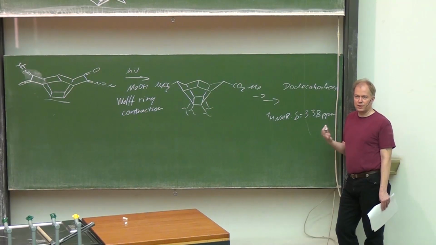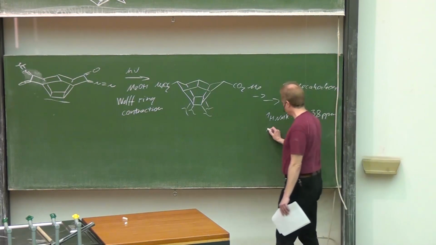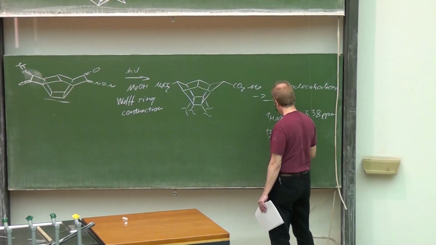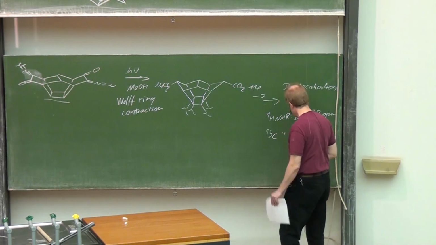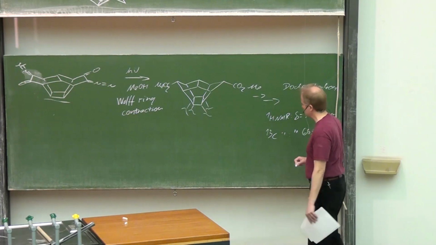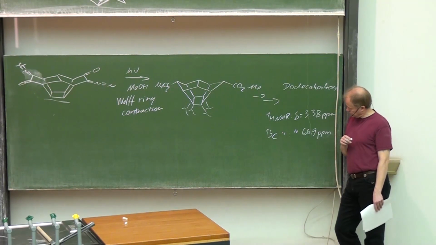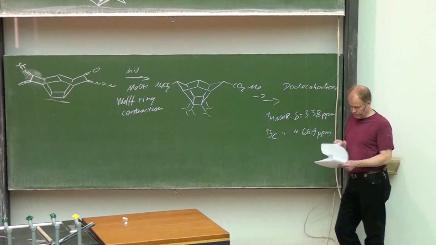That's it. It's highly symmetrical. It has only one sort of CH bonds. The dodecahedrane, not the pagodane. Okay? The dodecahedrane. And also carbon NMR, one signal at 66.9. Well, okay, enough about the dodecahedrane.